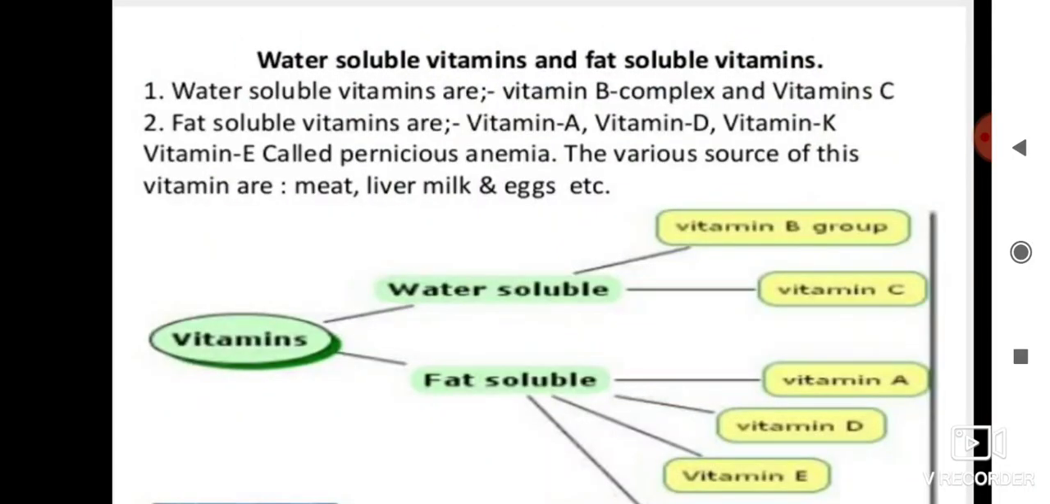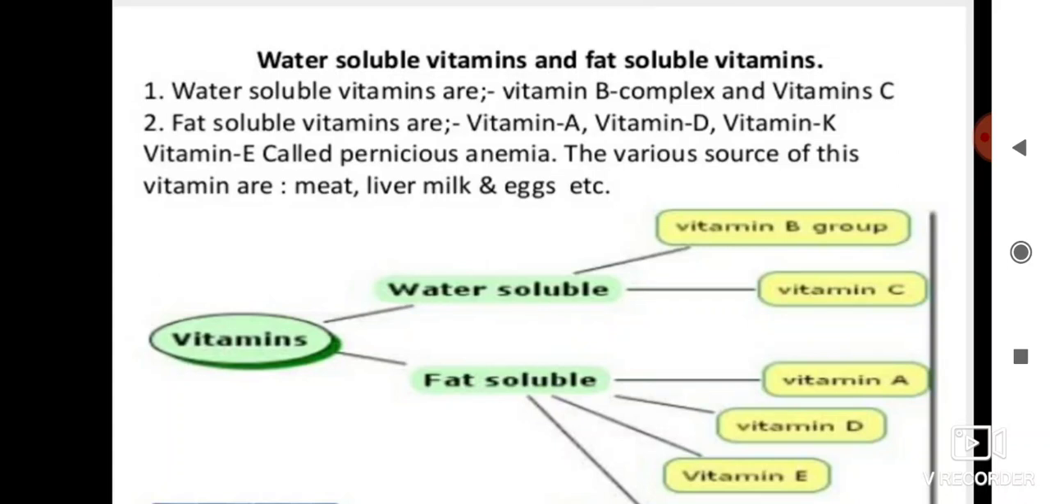There are two types of vitamins: water soluble vitamins and fat soluble vitamins. That means, if you eat vitamin-containing food, some of the vitamins dissolve in water and then become useful for us. Certain vitamins dissolve in fats. It's not that all vitamins dissolve in water; certain vitamins dissolve in water and certain vitamins dissolve in fat. So let us see which vitamins dissolve in water and which dissolve in fat.